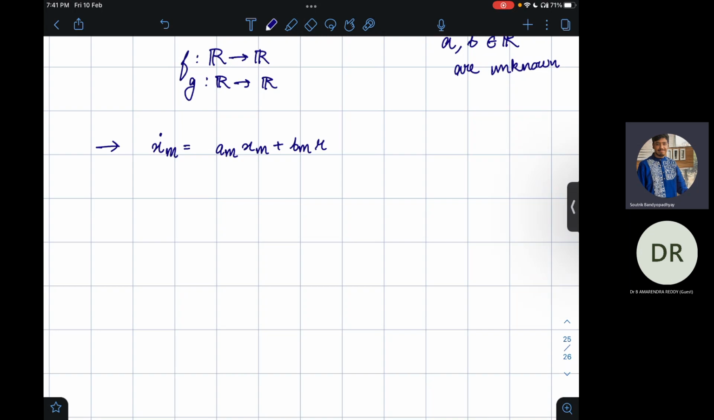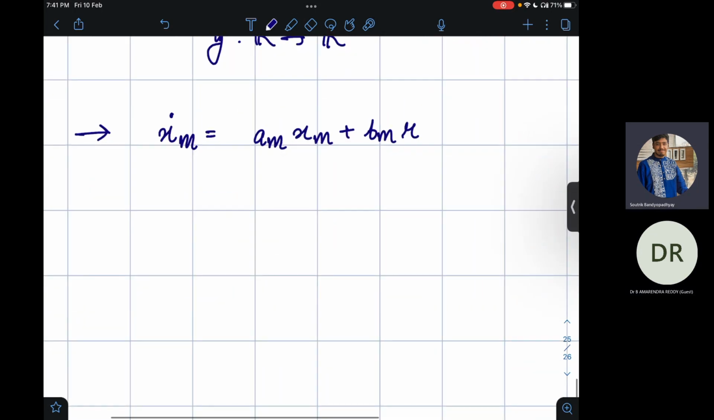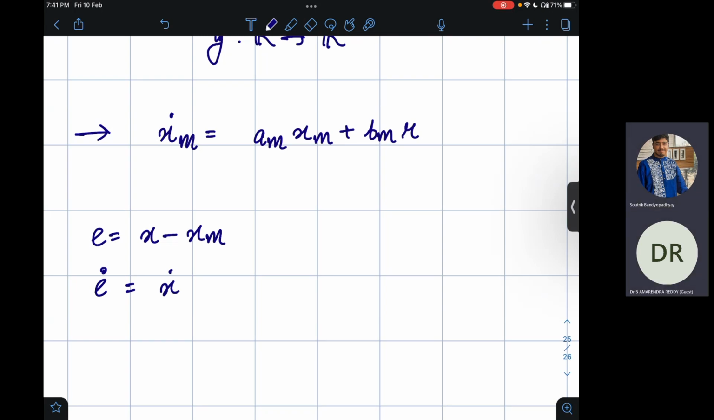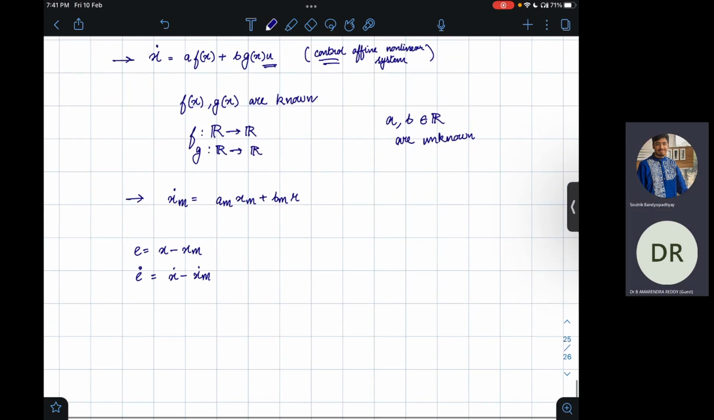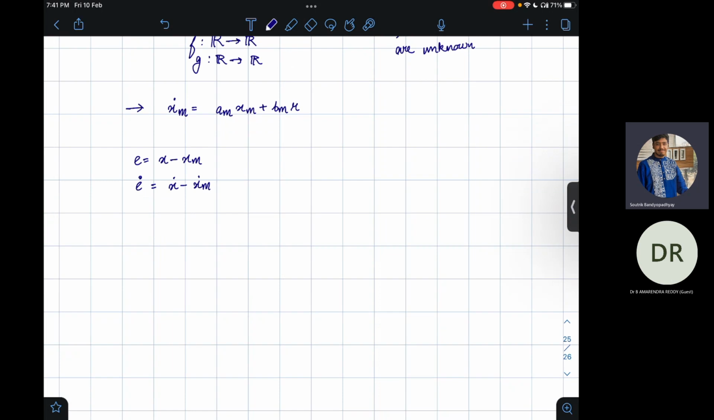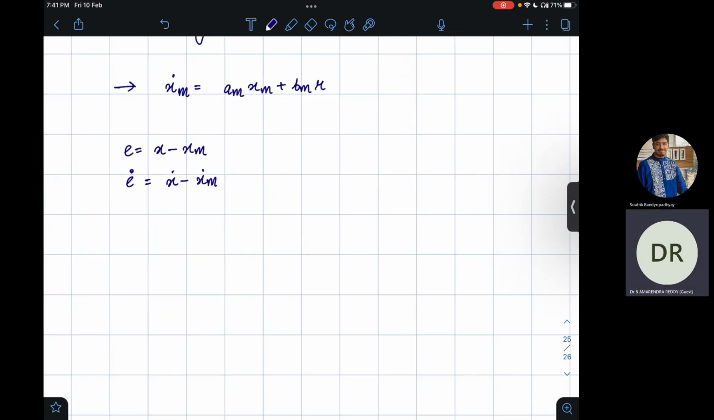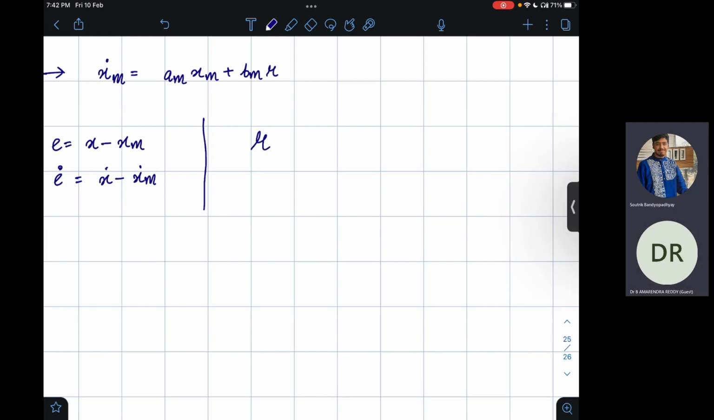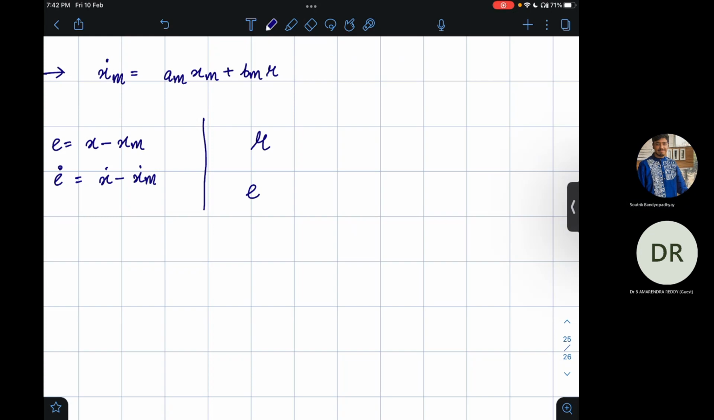Now I would be asking you how to solve this. First we have to figure out the error between these two. E is x minus xm, and E dot is x dot minus xm dot. There are two approaches we can take: the filter tracking approach, and the normal approach considering E and E dot. Which one do you want me to do? It's completely up to you. Both are new to me, sir. Okay, so we could either consider R, or we could consider the E based method.